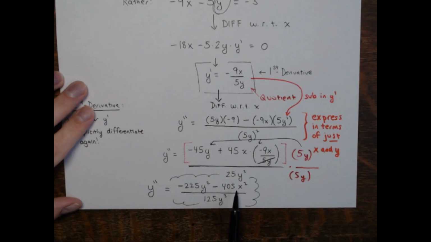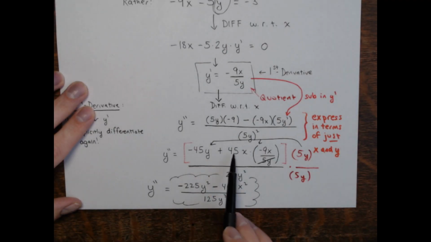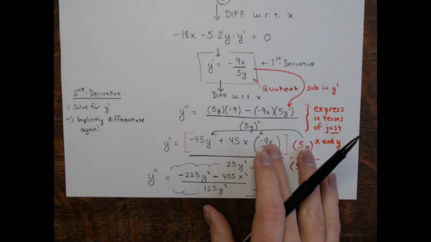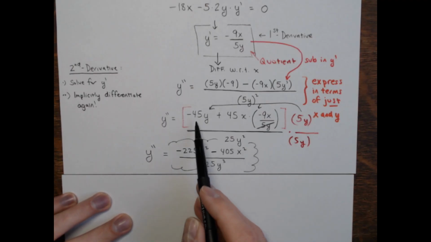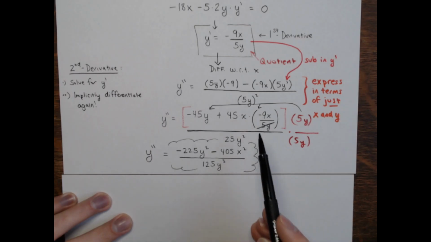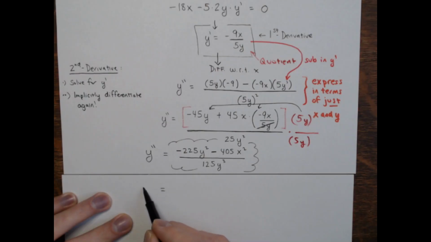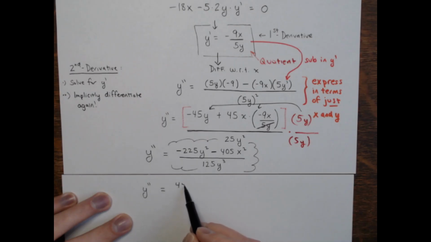So look at this numerator. Notice back here, before I multiply by 5y, see how both these terms up top have this 45 as a common factor. So 225 is 45 times 5, and 405 is 45 times 9. So I'd have the following, y double prime equals. So I factor a 45 out from that numerator.